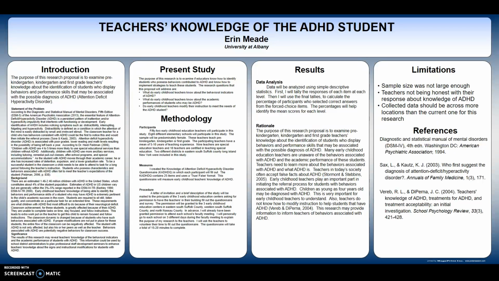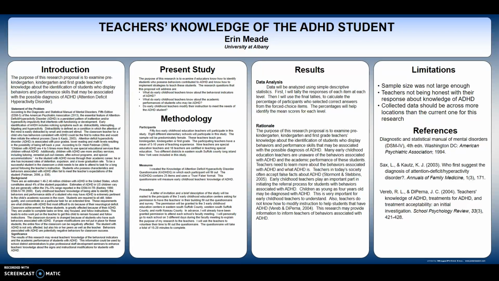Early childhood teachers' knowledge of being able to identify the behaviors and performance skills of a student who may have ADHD is extremely pertinent to the child's academic success in the room. Students are required to sit still, listen quietly, and concentrate on a particular task for an extended time. These requirements are what children with ADHD find most difficult to do because of their neurological deficit. Classroom achievement for these students is greatly affected because of their ADHD. They are unable to complete tasks on time, stay focused, and follow instructions.